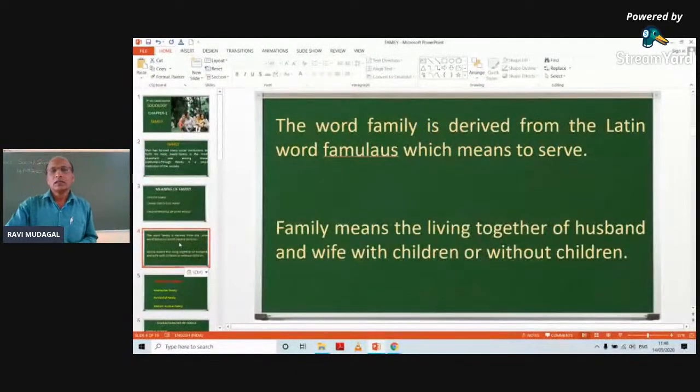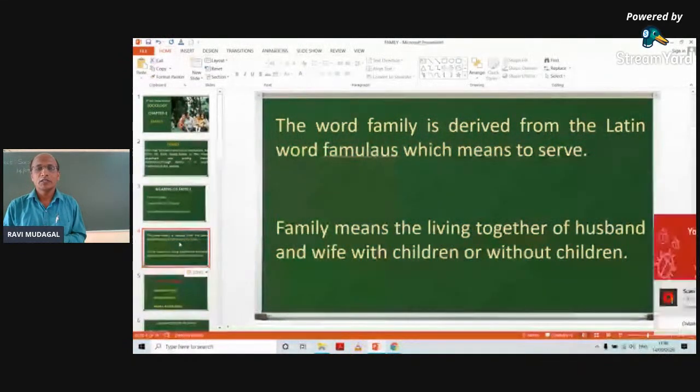Now let us think about the word family. The word family is derived from the Latin word famulus, which means to serve. Did you understand? What is the meaning of serve? The main objective of the family is to fulfill the basic needs of the family members. Do you understand?